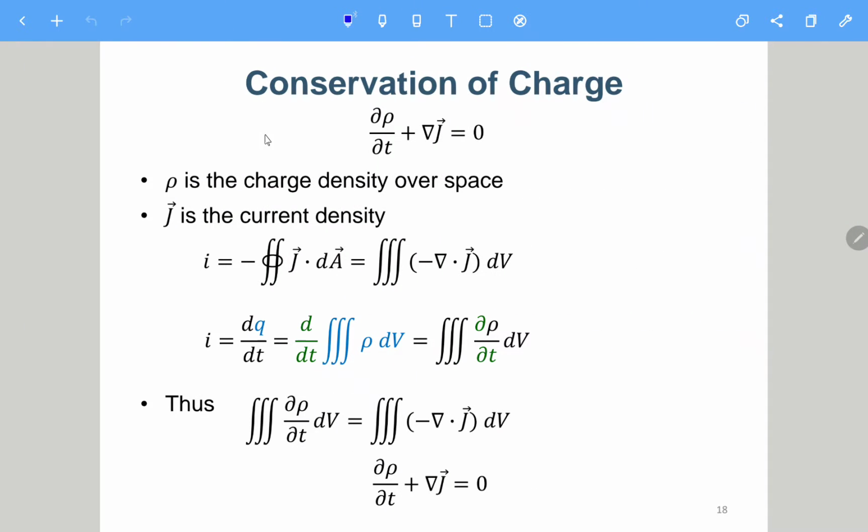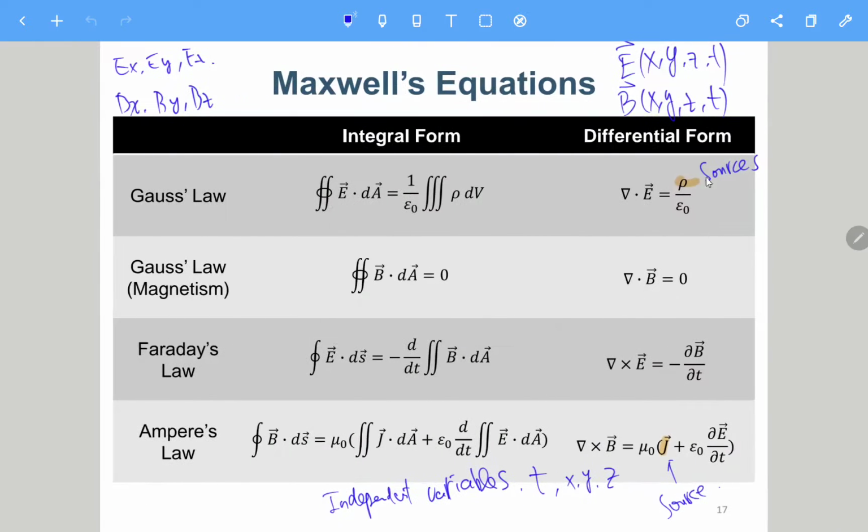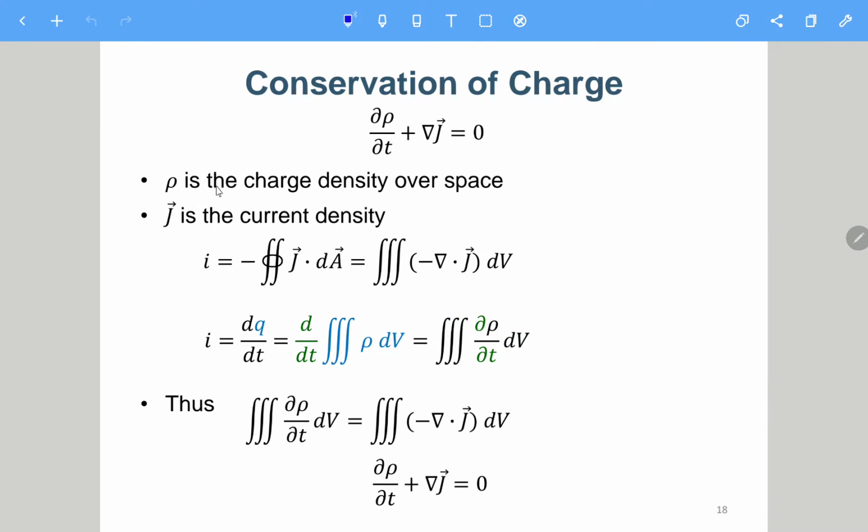Okay, so here we can see the meaning. And of course, before we derive that, we can try to write the integral form of the conservation of charge. Here we still define rho as the charge density over the space, and J as the current density. These two are the so-called sources for the Maxwell equation. And actually there is some relationship between them.